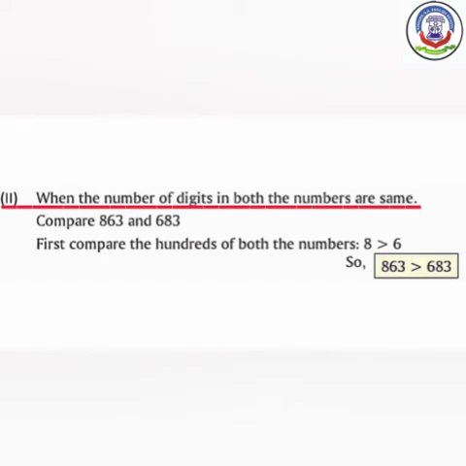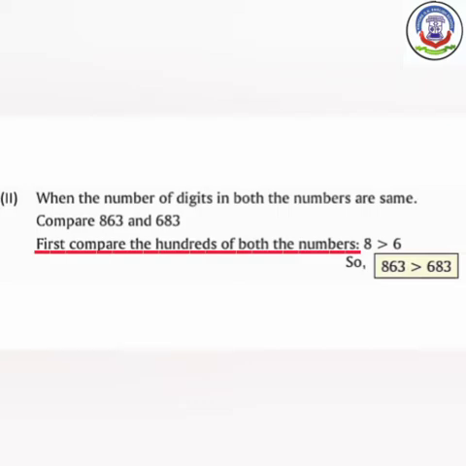When the numbers of digits in both the numbers are same, जब दोनों नंबर में सेम डिजिट हो तो हम सबसे पहले हंड्रेड्स प्लेस देखते हैं. Compare 863 and 683. हम पहले 100 प्लेस देखेंगे. On left hand side there is 863 and on right hand side there is 683. हम सबसे पहले हंड्रेड्स की प्लेस पे देखेंगे. लेफ्ट हैंड साइड पे 8 है और राइट हैंड साइड पे 6 है. So 8 is greater than 6. 863 is greater than 683.